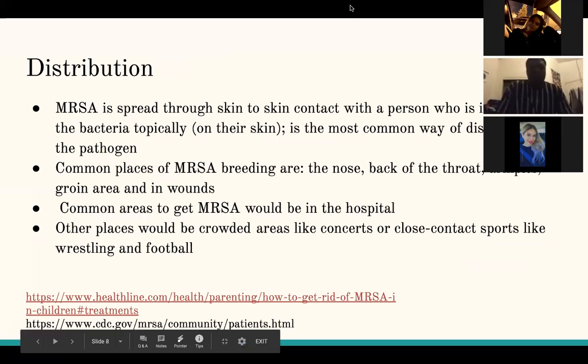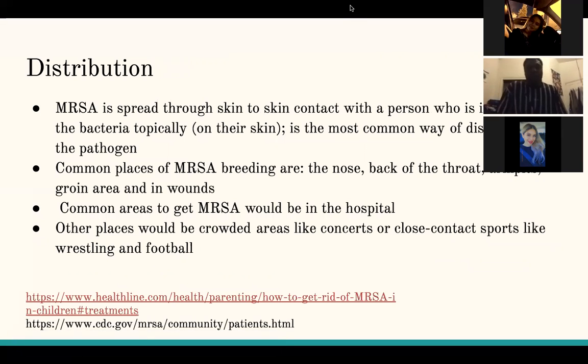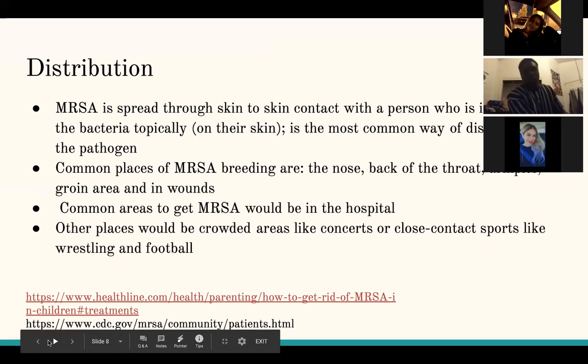Okay, distribution, we talked a little bit earlier, but MRSA is spread through skin-to-skin contact with the person who's been infected. The bacteria is usually topical, which means it's on top of your skin, and that's the most common way of it being transmitted. Common places that MRSA breeds and aggregates would be the nose, the back of the throat, armpits, groin area, and if you have wounds, around that infected site. Common areas to get MRSA would be in the hospital. Other places you can get MRSA would be in concerts or close contact sports like wrestling or football.